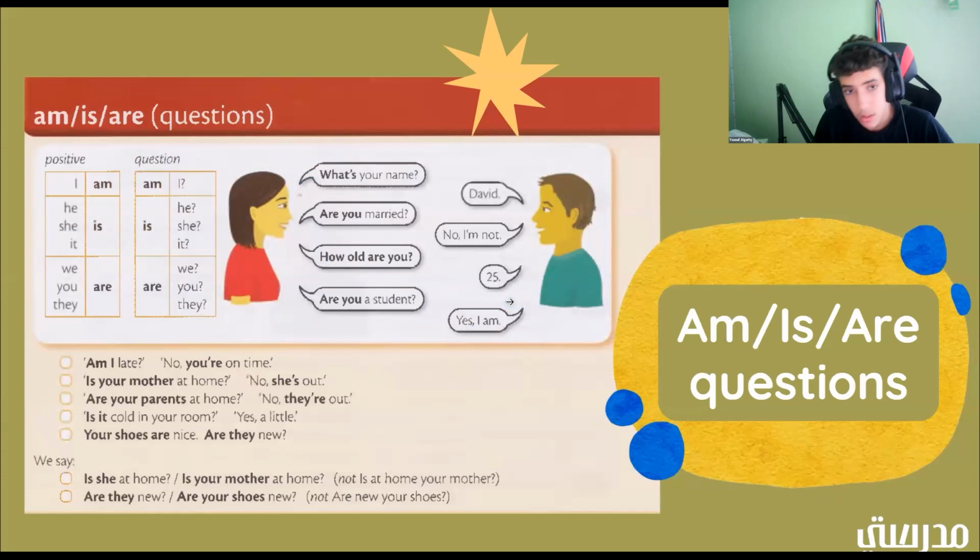You could say, for example, I am going to a party. That's if you know you're going to go. But if you don't know, you could ask, am I going to a party? So that's how those work.